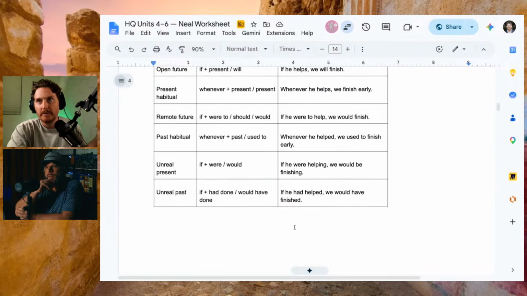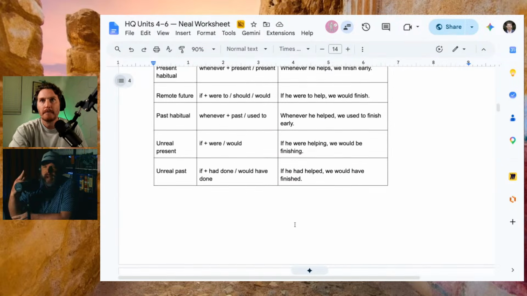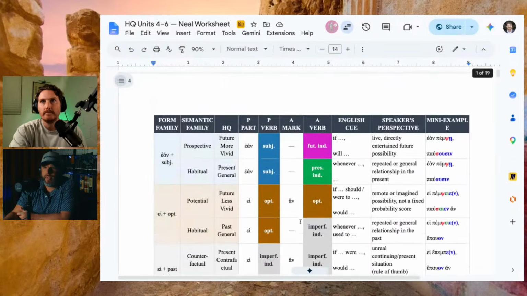Real before you keep going, go back up to the chart you had there real quick.